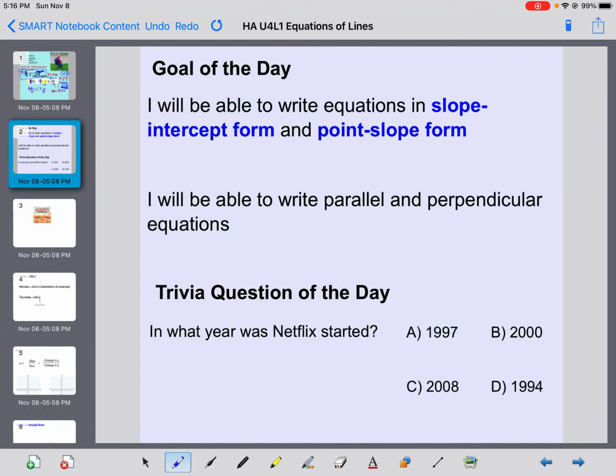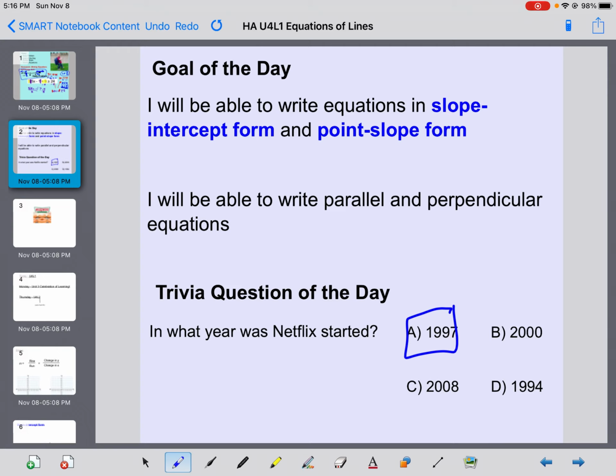Trivia question today, goal of the day, is what year was Netflix started? Again, you can pause, and then I will go over the answer. Got 4 options for you there. Netflix was started in 1997. Seems a little early for me, but good for them, you know.